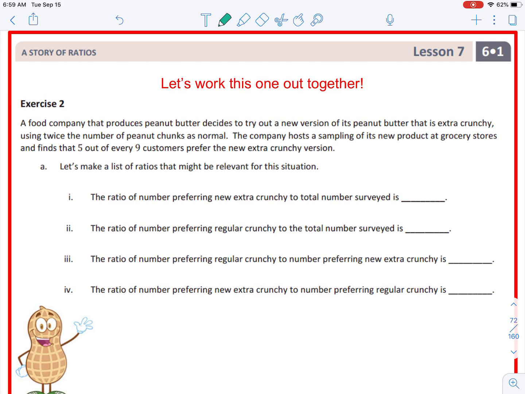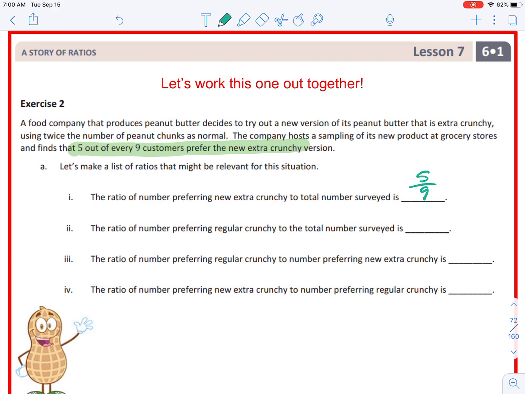So exercise 2 tells us a food company that produces peanut butter decides to try out a new version of its peanut butter that is extra crunchy using twice the number of peanut chunks as normal. The company hosts a sampling of its new product at grocery stores and finds that 5 out of every 9 customers prefer the new extra crunchy version. Let's make a list of the ratios that might be relevant for this situation. Number 1 says the ratio of number preferring new extra crunchy to the total number surveyed is what? 5 to 9. So we're going to write all these as fractions.